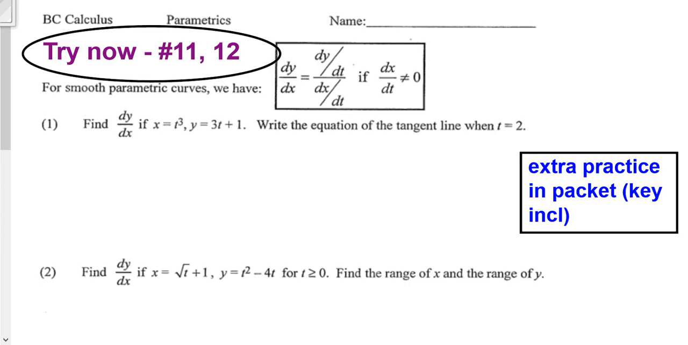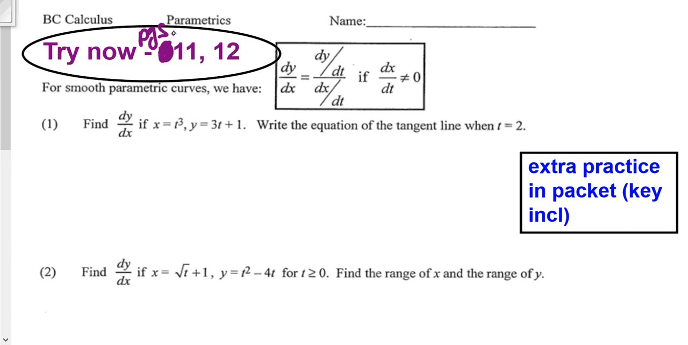All right, there are a couple questions that I'd like you to try if you can find this page. And there is some extra practice in your packet. I think I included the key. So while I pause this and you try number 11 and 12, I'm going to make sure that you have the key. Let me make sure of that. I was crazy there. All right, not numbers 11 and 12. There isn't an 11 and 12. This is on pages 11 and 12, depending what page labels you're using.